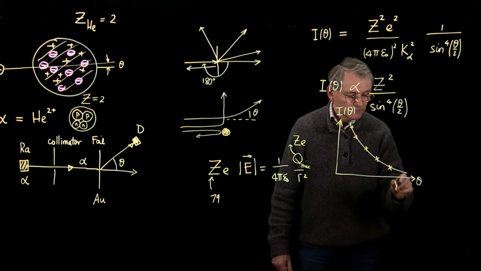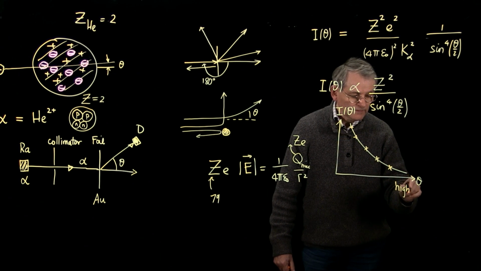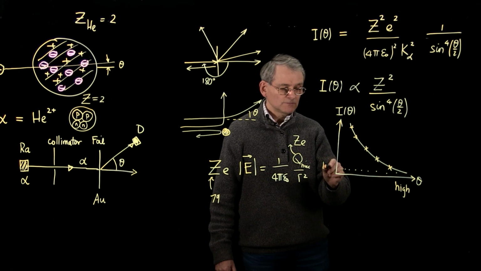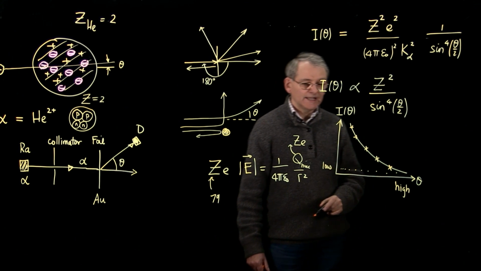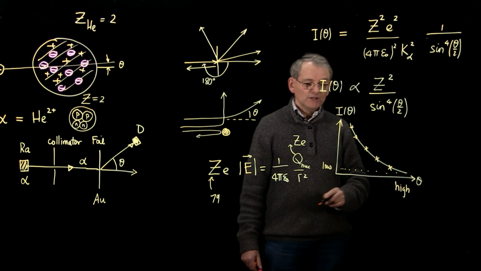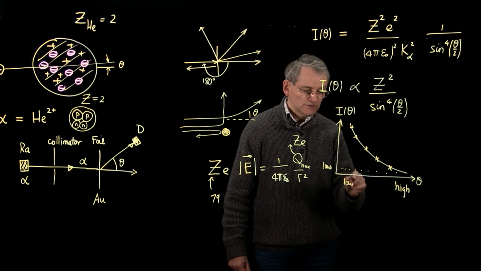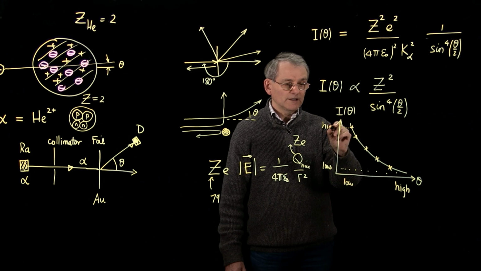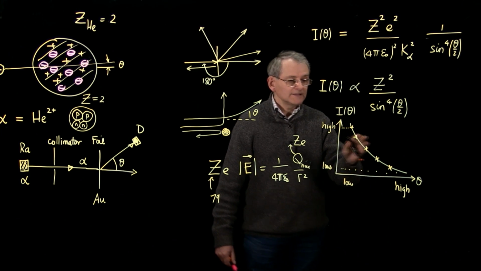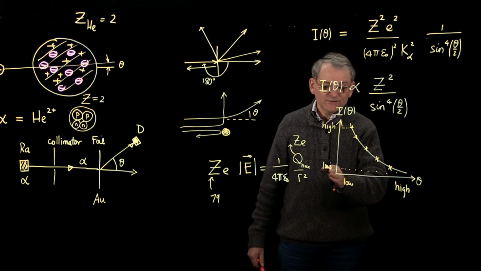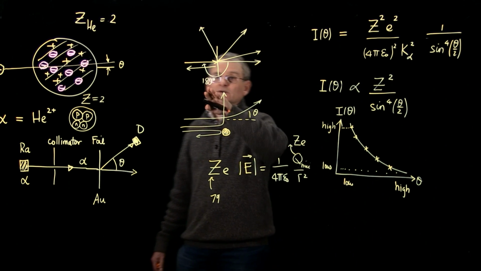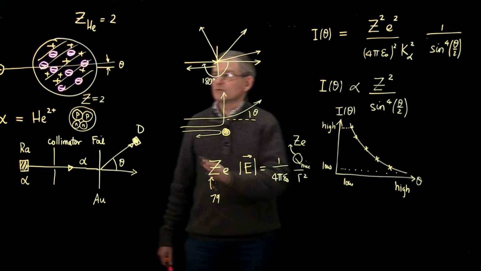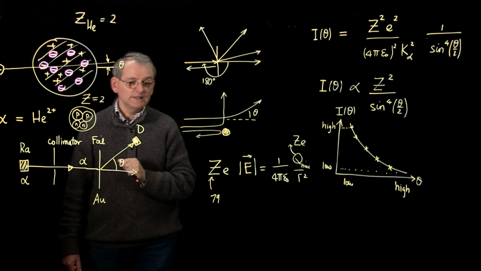And so when you're dealing with high angles, the number of particles that get scattered through a high angle is low, but it's not zero. And when you're dealing with low angles, the number of particles that get scattered is high. And the fact that you get any scattering at all through high angles, in particular backscattering through 180 degrees, is not in keeping with the plum pudding or the Thomson model of the atom.